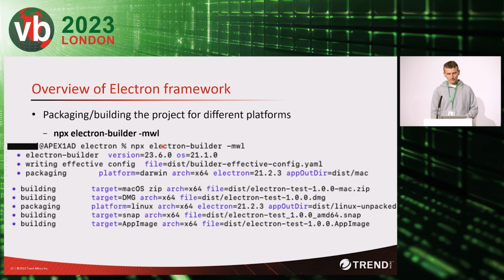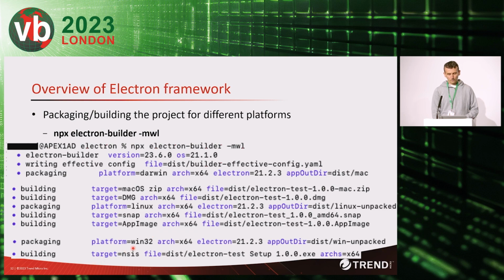In this example, you can see that it builds for the Darwin platform, which is macOS, and two supported formats are macOS zip and DMG, Apple Disk Image. Another one is Linux, Snap format and AppImage format, and for the Windows platform, an NSIS installer. So one command, and these five or six different packages.